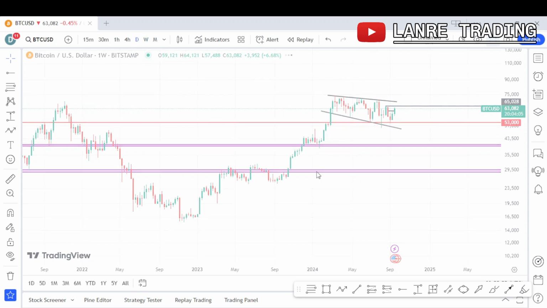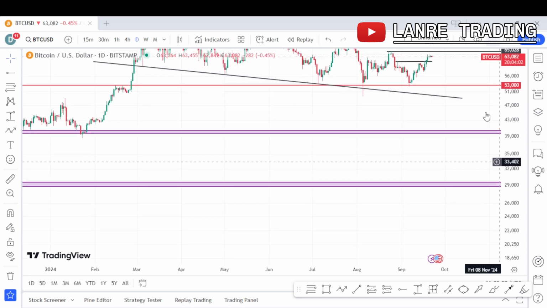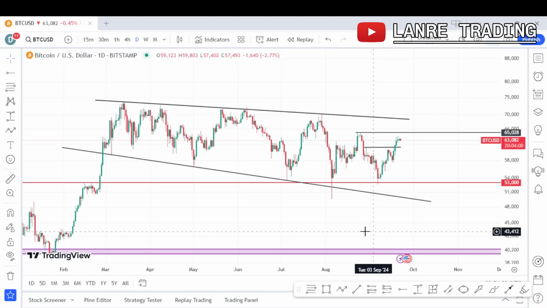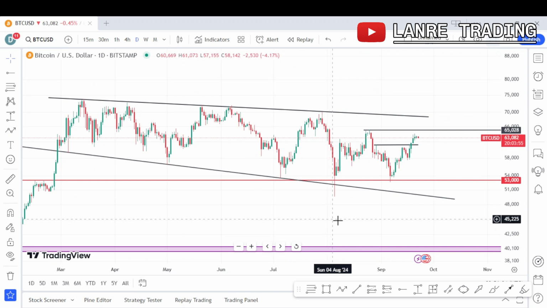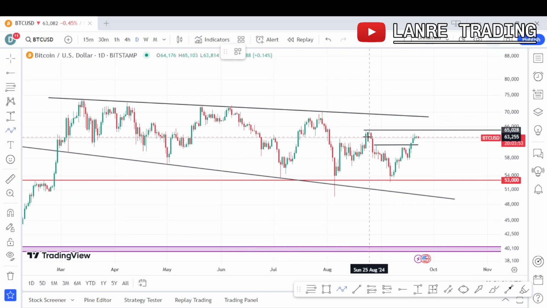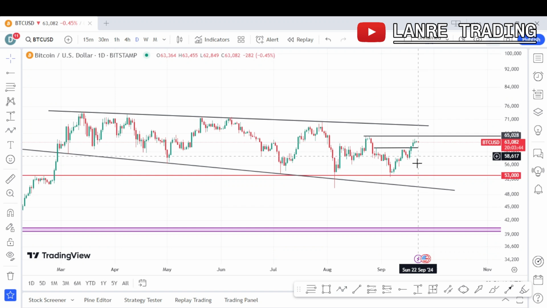Let me scale down to the daily time frame as well, just to show you what's currently happening on the daily time frame. And another pattern is currently forming on the higher time frame, which is the daily time frame. A head and shoulder pattern is forming, which is a reversal pattern. An inverse head and shoulder pattern is currently forming right about here.